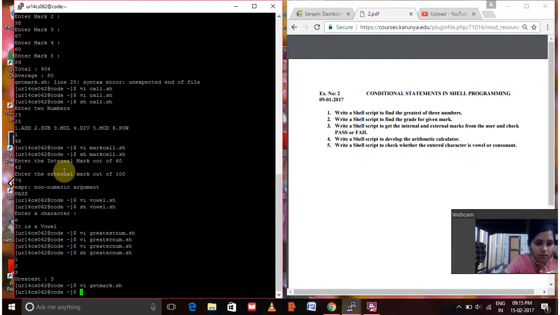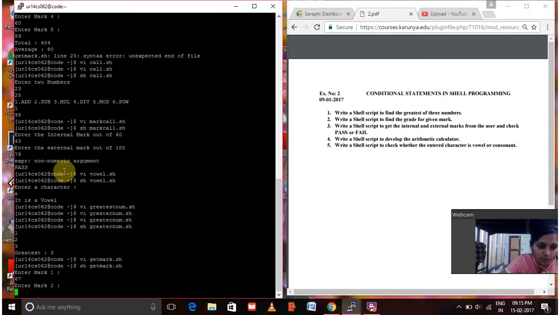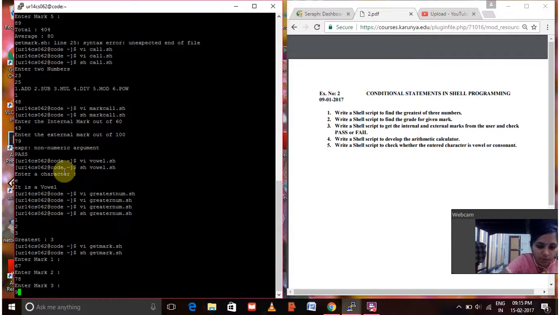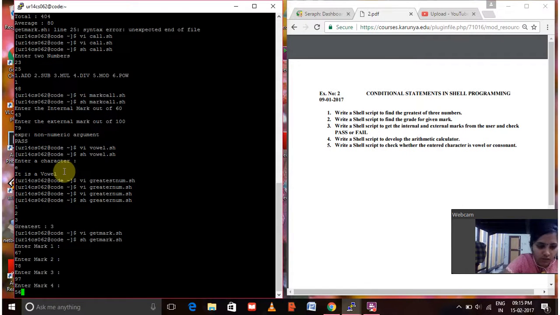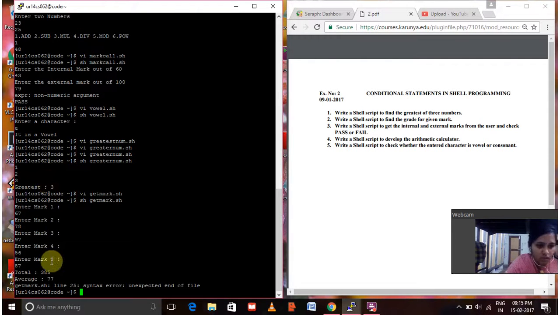I'm entering my first mark, second mark, third, fourth, and fifth mark. So it is showing the total and average of the given marks, and it goes on like this.